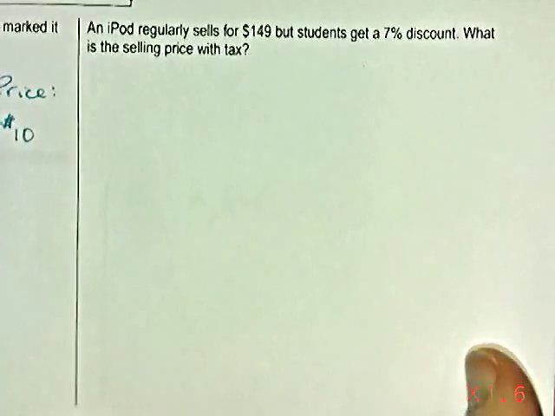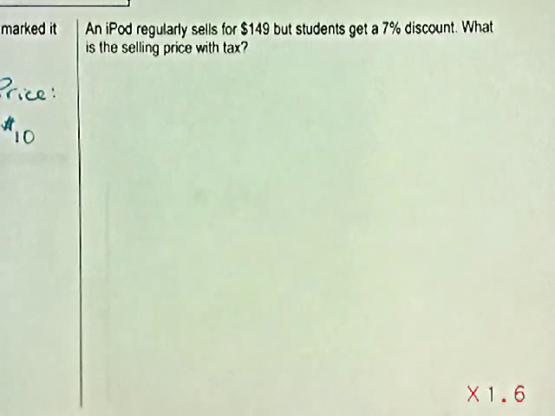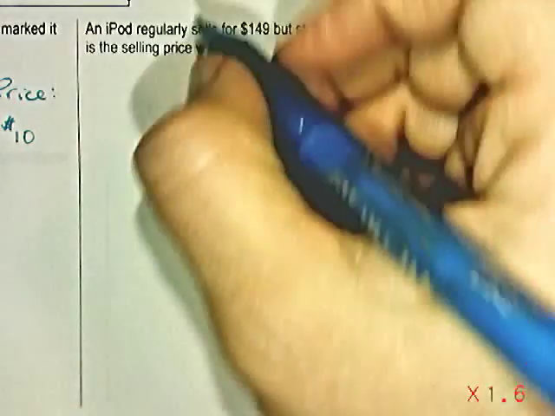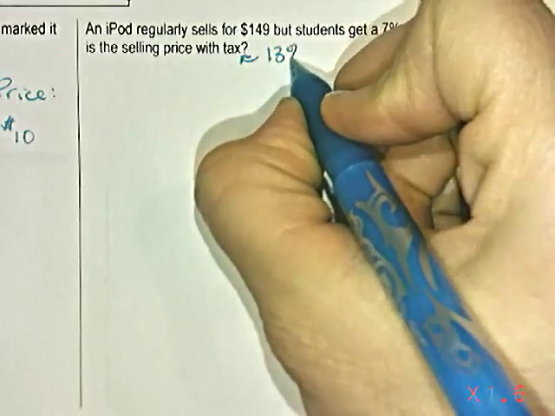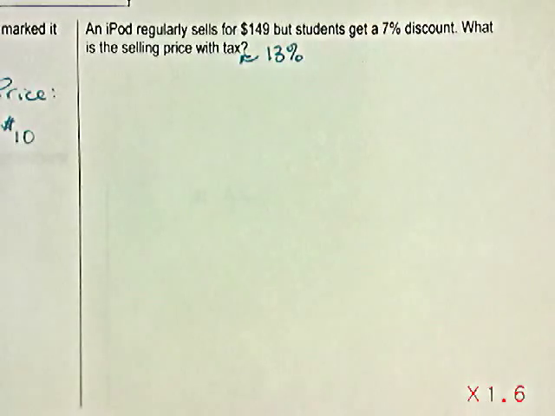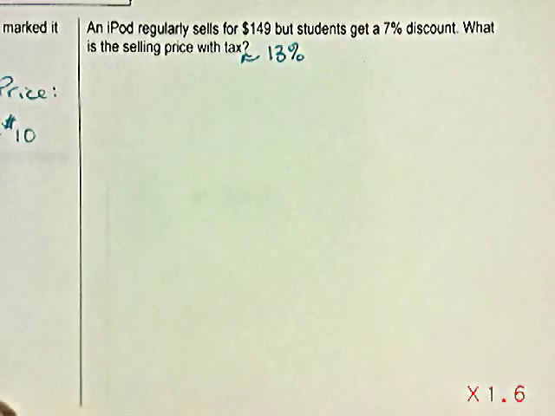So let's take a look at another one. An iPod regularly sells for $149, but students get a 7% discount. What is the selling price with tax? Of course, in Ontario, we have a 13% HST tax. So we want to take our 7% discount off of our $149 regular price and then put the tax on our reduced price. Now we can do this in pieces.